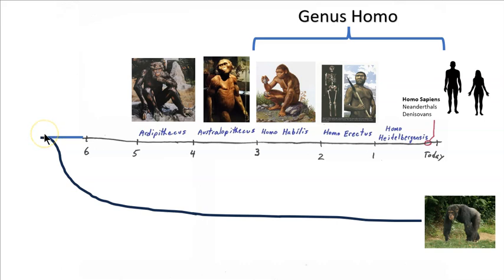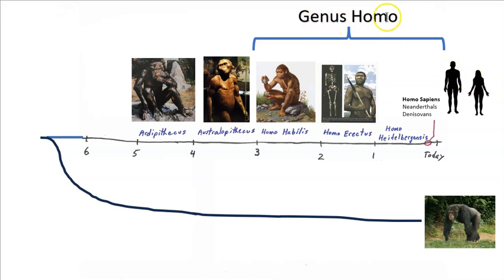We can visualize this on this diagram. Here we have the split over 6 million years ago, leading to modern chimps, and then here's our lineage. And we've got some of our more famous ancestors: Ardipithecus, Australopithecus, Homo habilis, Homo erectus, Homo heidelbergensis, and Neanderthals and Denisovans, and then of course us, modern Homo sapiens.